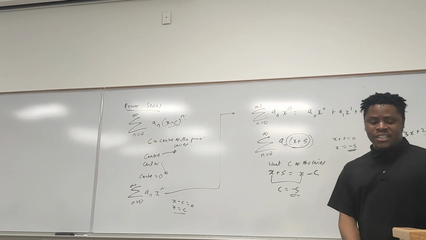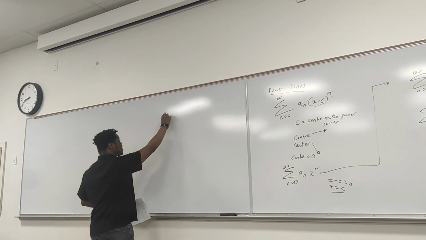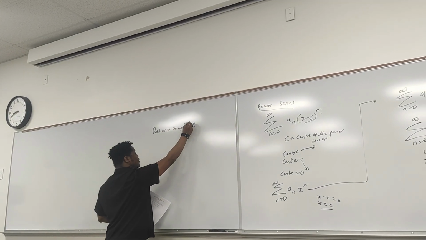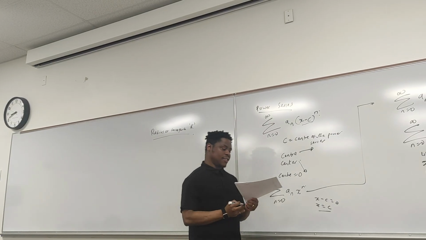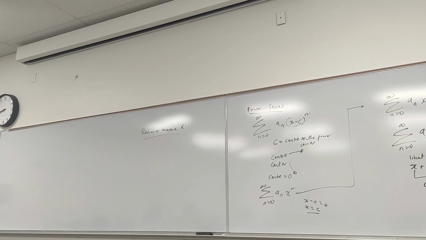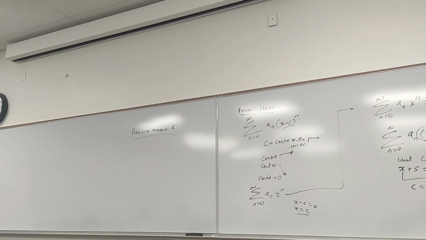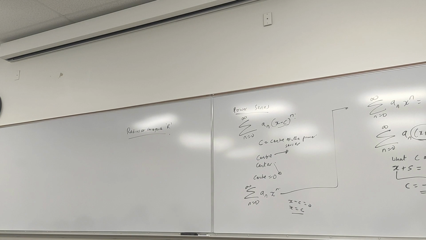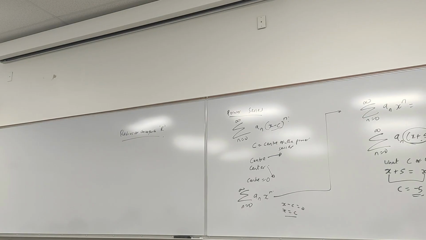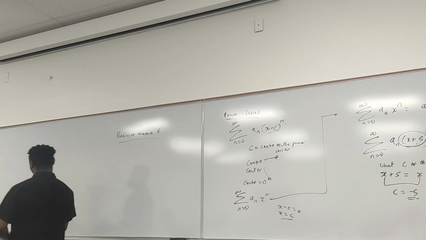Okay, the next one is the radius of convergence. Does anyone know what this is? Anyone? I put the definition in this workbook, so you can look at it. The definition is there on page 2. It says the radius of convergence of a power series is the distance from the center within which the series converges. So before that, let's talk about what convergence of a power series is.